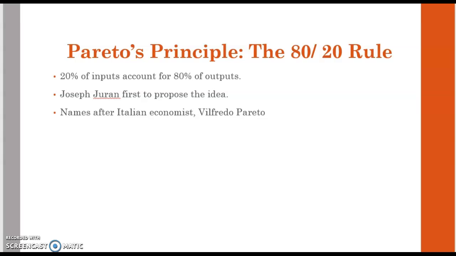Examples of Pareto's principle in the HIM world would include 80% of customer complaints coming from 20% of identified causes, 80% of your coding errors coming from 20% of the coders, and 80% of your delinquent records caused by 20% of your doctors.